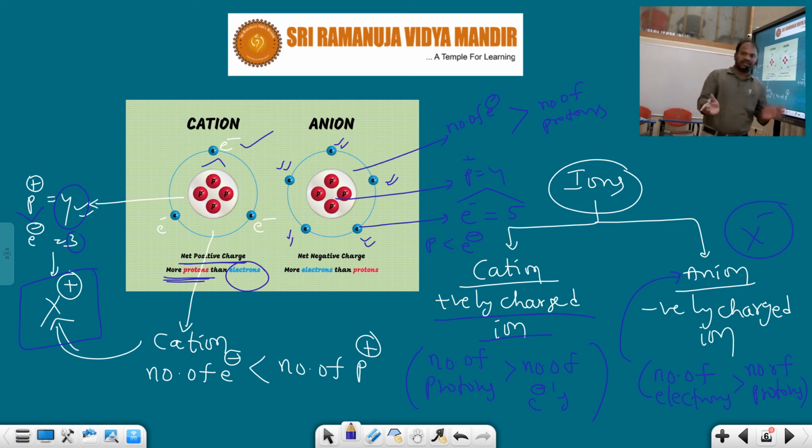So ions are of two types, cations and anions. Cations are positively charged ions, anions are negatively charged ions. Cations are formed by the loss of electrons, anions are formed by the gain of electrons. In cations, how can we identify that? Compare the electron number, which number is more? The proton number is more, then only a cation forms.